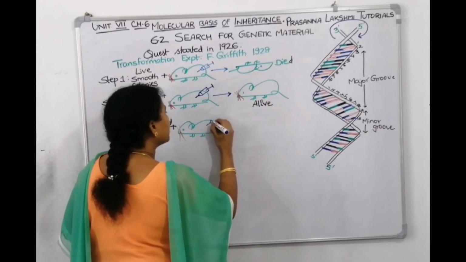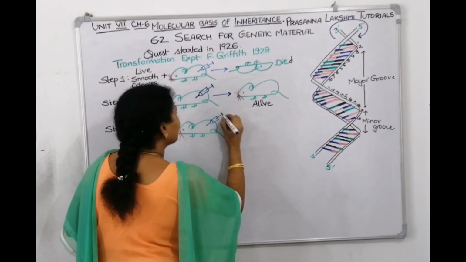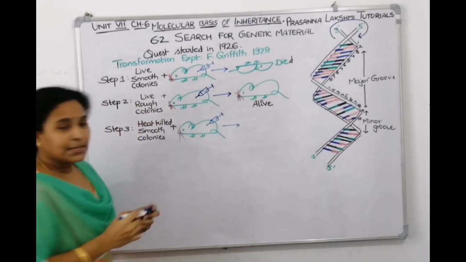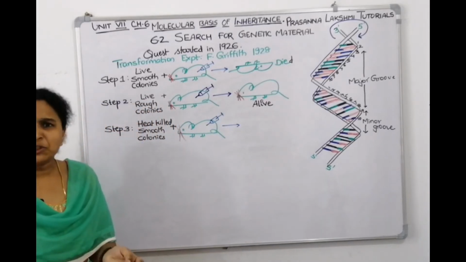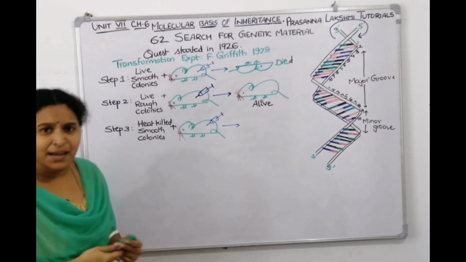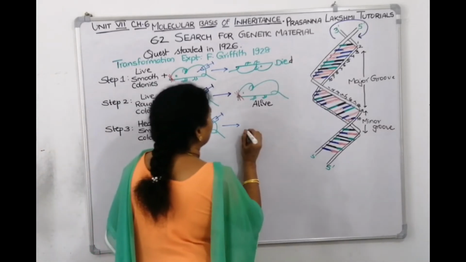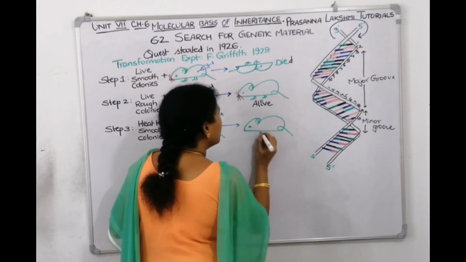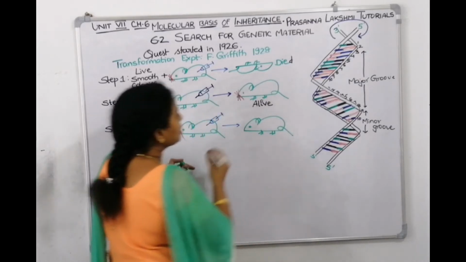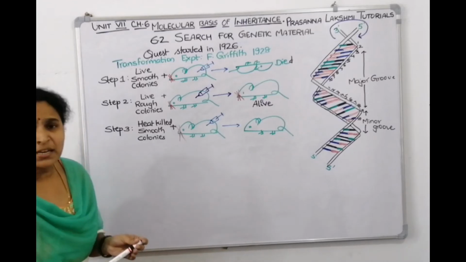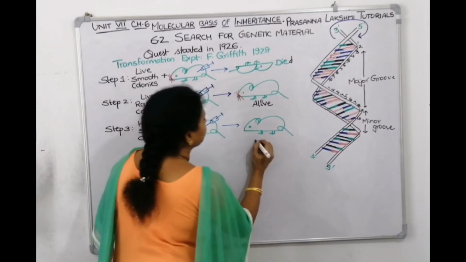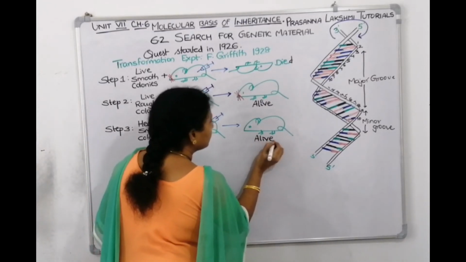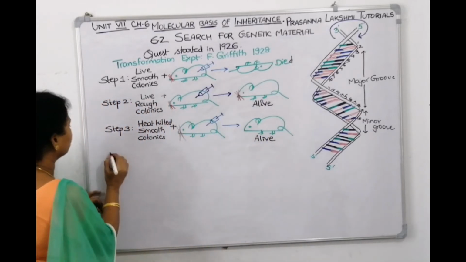come on, what is your prediction? Since you killed the bacteria, they are not in a position to cause the disease, then mice should be alive, right? Yes, the mice is alive. So here, the mice is very much alive because you killed the bacteria, the disease causing nature is killed off. Now, step 4, what did he do?